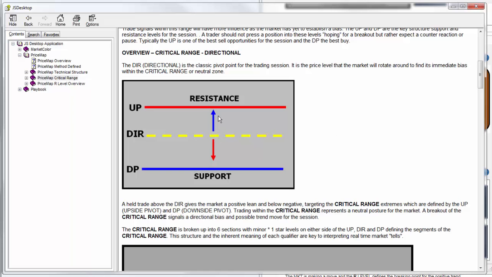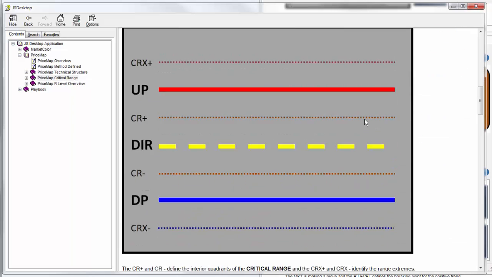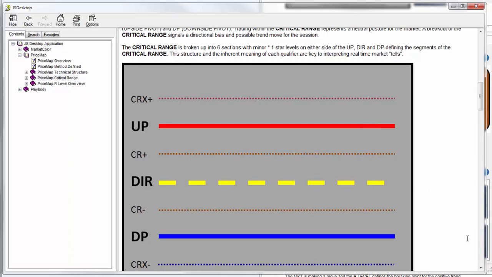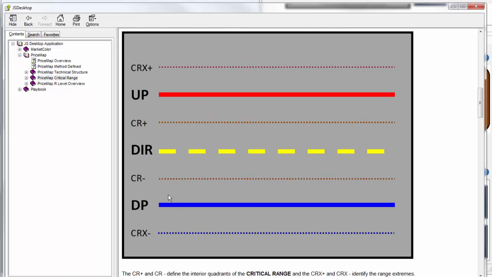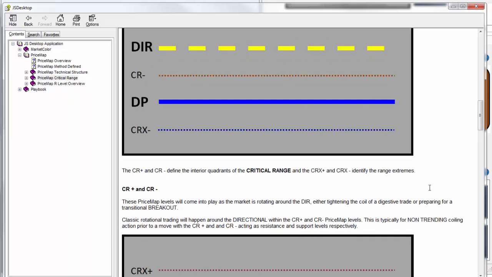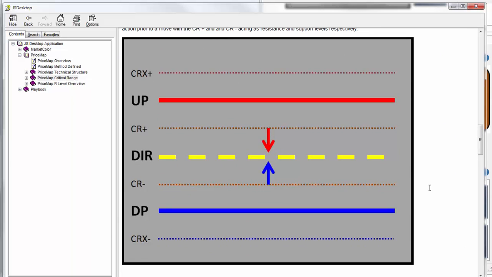So we see the market above the directional, it's leaning positive, below it's leaning negative. And we can actually break the critical range up into bigger quadrants. So we have our upside pivot, downside pivot, the directional, and then we have these interior, we call it a CR plus and a CR minus, and then on the critical range extremes, positive and extreme negative. So what will happen, this is defining the structure of the market. This is market structure. And what will happen in a digestive trade is you'll see the market rotate around the directional within these interior structure points.